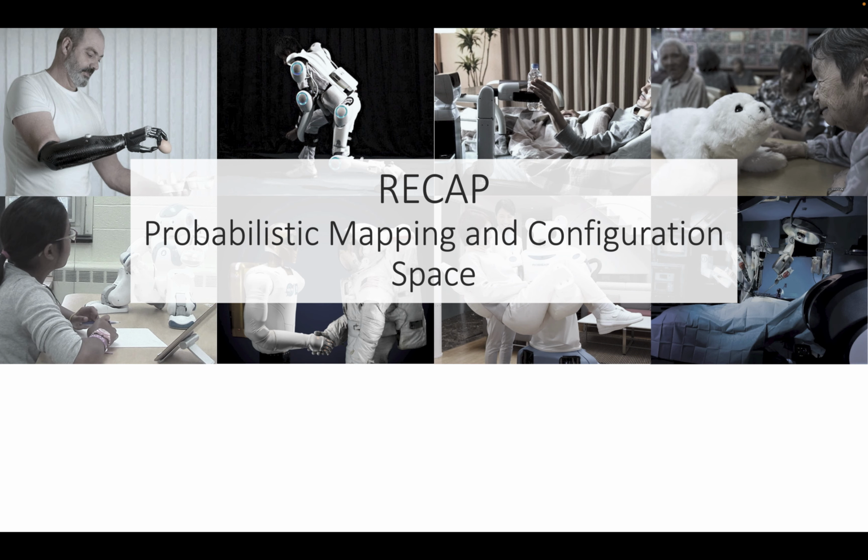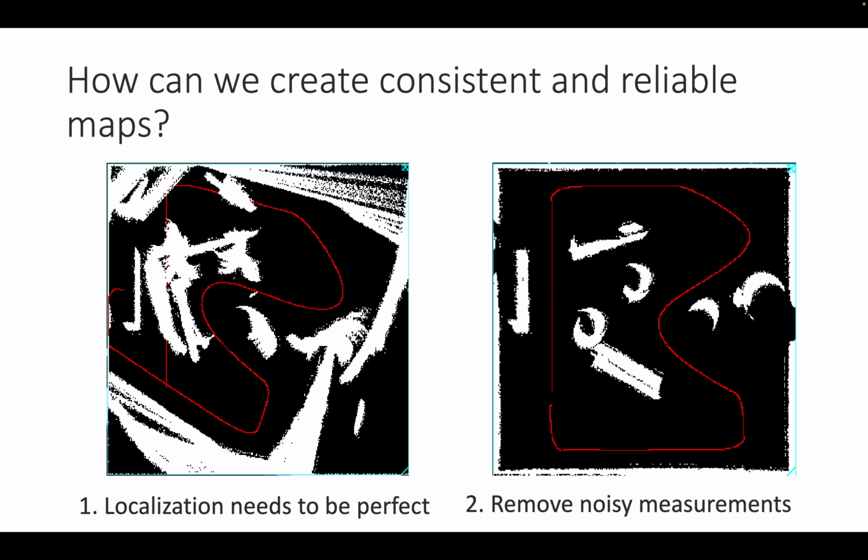Let's start with a brief recap on probabilistic mapping and configuration space. The last module was about how we can create consistent and reliable maps. We need those to localize and navigate. And we showed that localization really needs to be perfect, otherwise you get something like this. Here you see the odometry error building up after the first right turn.